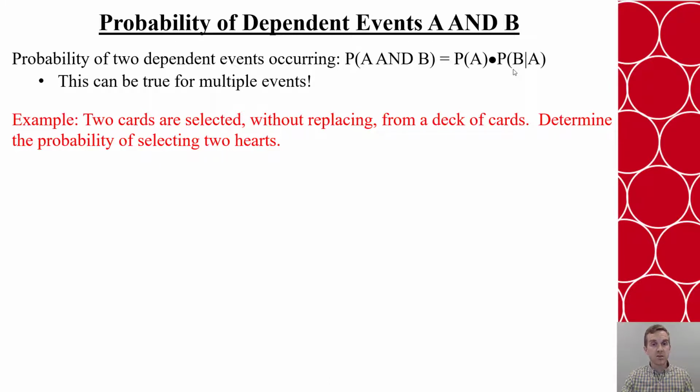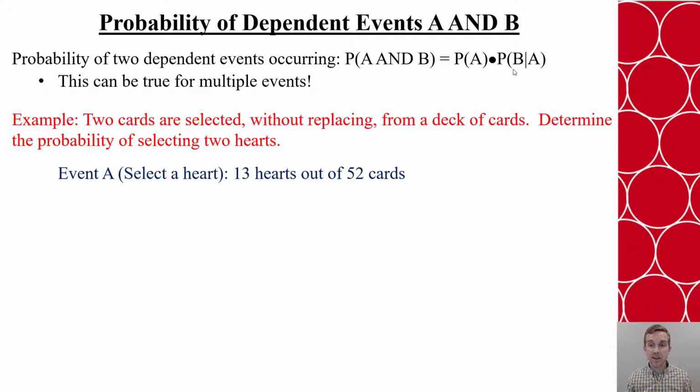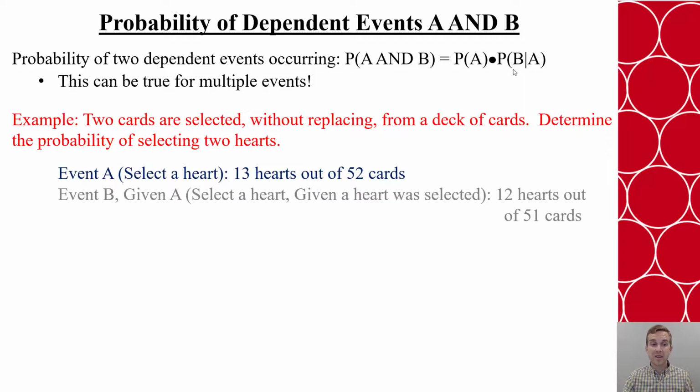So let's look at each of those events. To select a heart, there would be 13 out of 52 cards. Then we're going to look at selecting a heart given a heart was selected already. Since a heart was already laid out, there's one less heart, so there's only 12 hearts left. And because one card was chosen, there's only 51 total cards now.